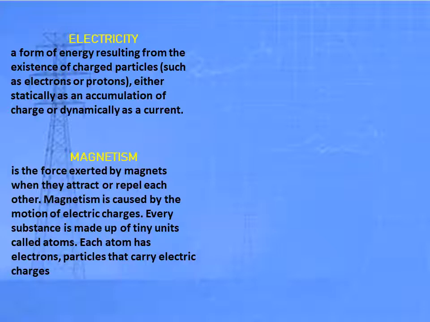Every substance is made up of tiny units called atoms. Each atom has electrons, particles that carry electric charges. Electricity and magnetism in physics are two words that often go together, like, for example, the horse and its carriage.